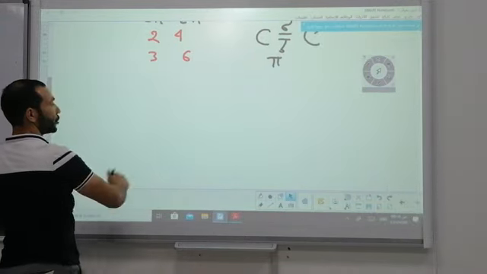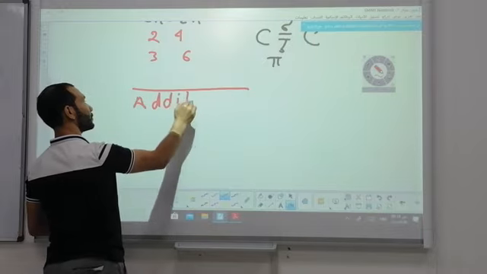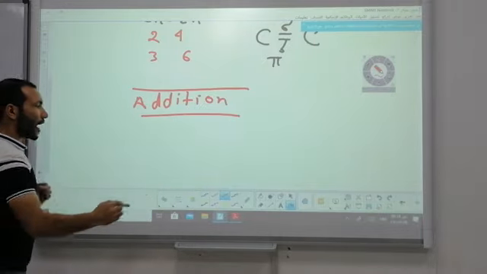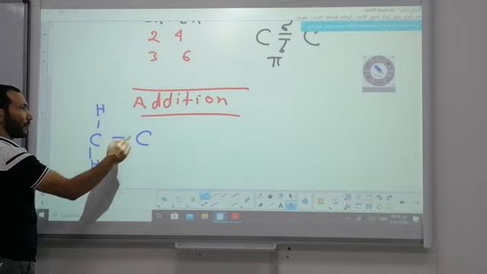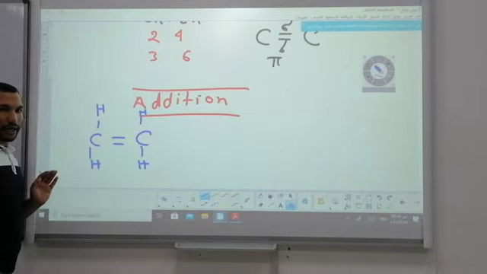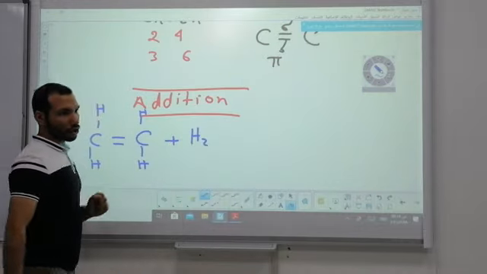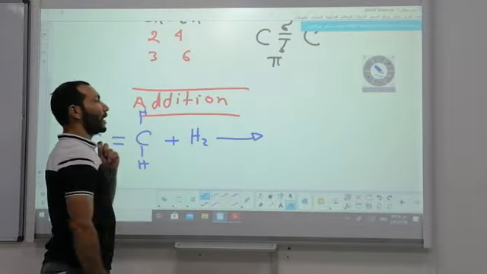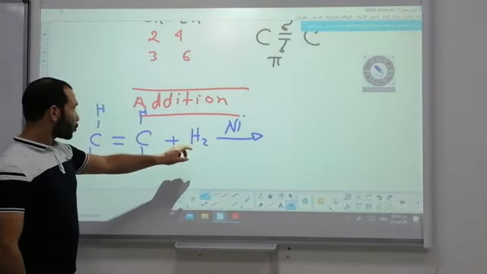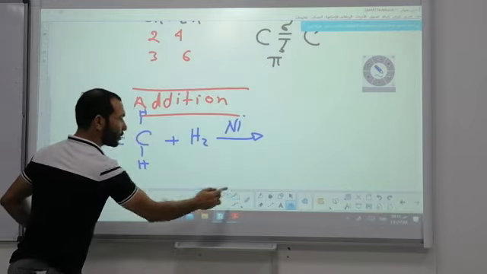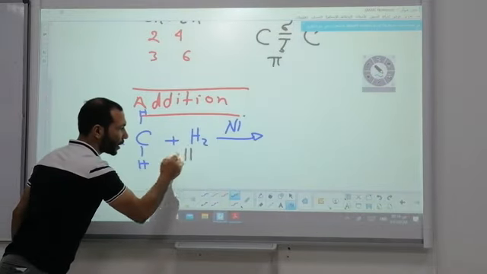For example, in an addition reaction, if we have C double bond C, with H, H on one side and H, H on the other, plus hydrogen. This is called hydrogenation, right? Here we add hydrogen using nickel in a hot tube, of course. One, we will break this bond. Number two, we will add this hydrogen.